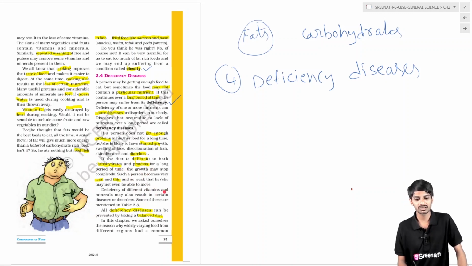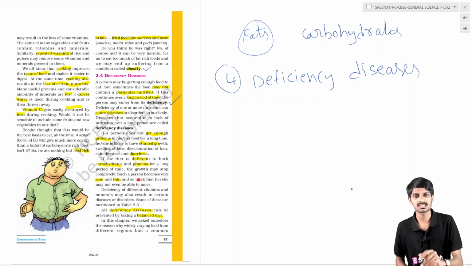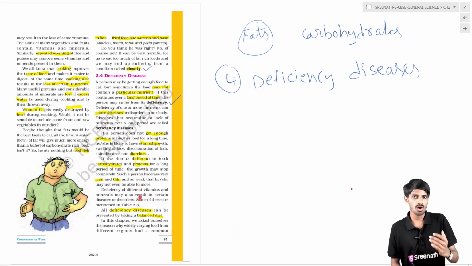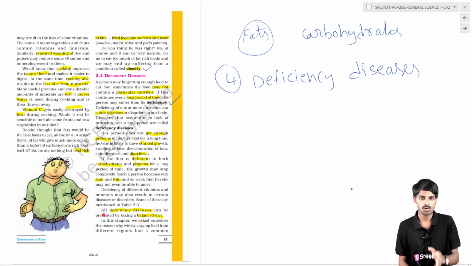Deficiency of different vitamins and minerals may also result in certain diseases. If there is a deficiency of certain vitamins or certain minerals, they will also cause some diseases. We are going to learn about all those diseases on the next page. Okay, all deficiency diseases can be prevented by taking a balanced diet. This is the most important line.